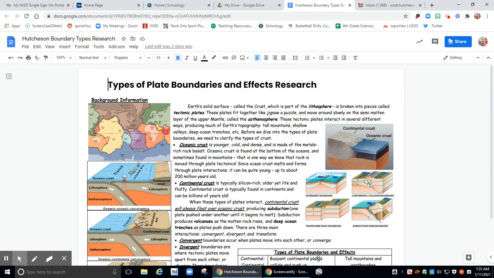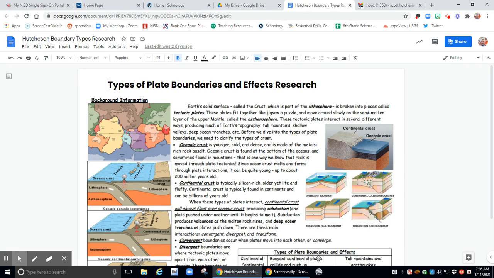The first type of crust is called oceanic crust, and of course, based on the name, we should know that this is the crust that is found at the bottom of the oceans. It is younger, it is cold, and it is dense. And when we talk about what dense means, the molecules that make up this crust are extremely tightly packed, so there's not a lot of empty space or space for air to collect in there. It is made of a metals-rich rock called basalt.